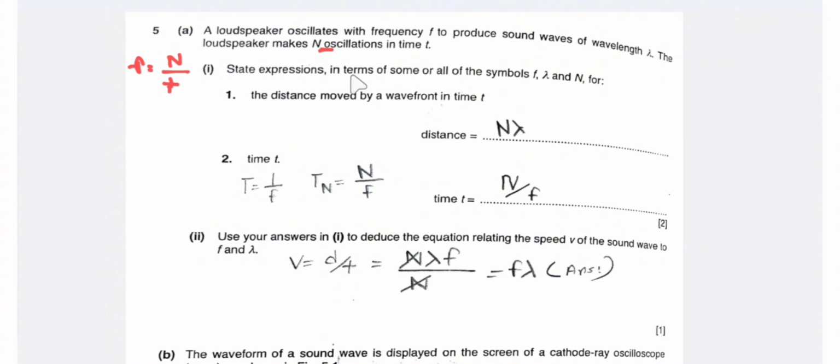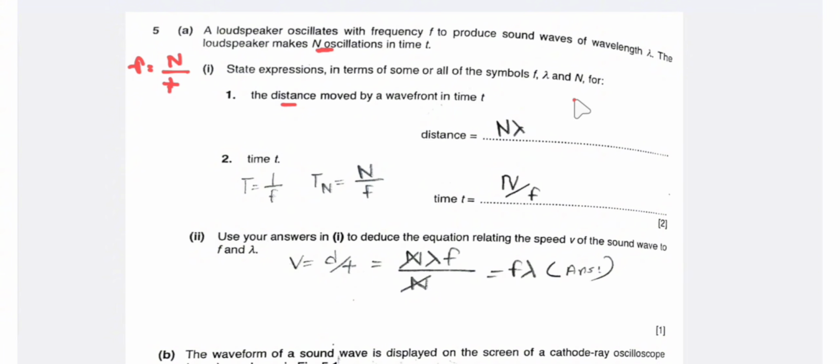State expressions in terms of some or all of the symbols f, lambda and n for the distance moved by a wavefront in the time t. So basically, we need to just calculate the distance moved. So what is the distance? Distance is the number of waves produced times the lambda.